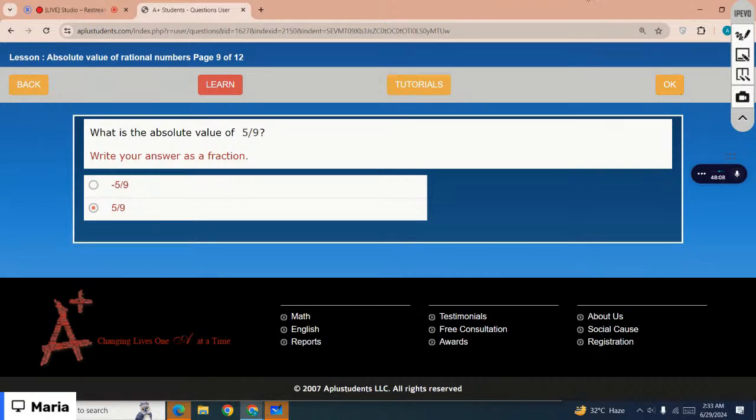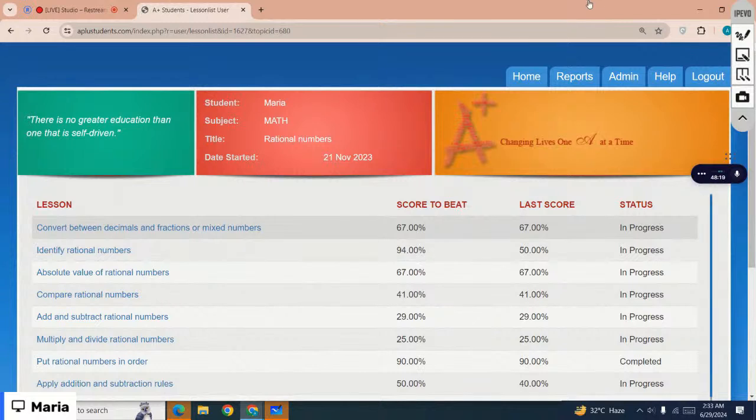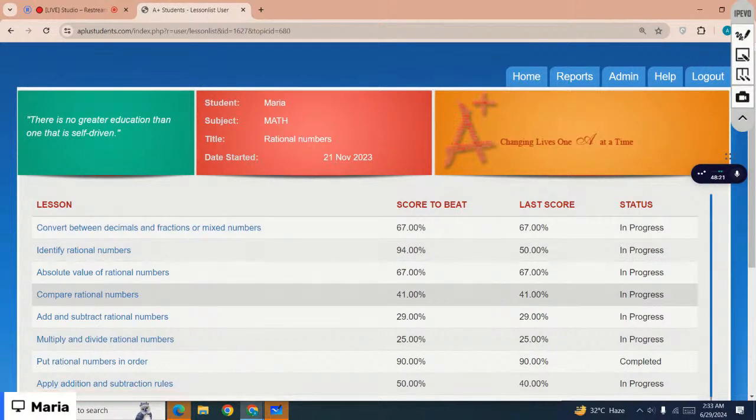Okay, you can complete the lesson by yourself later today. Let me just move on to the next lesson. And the next lesson is compare rational numbers. Let's just start with the lesson.